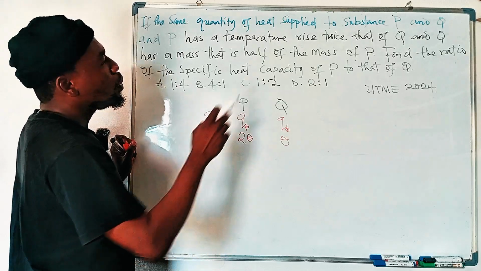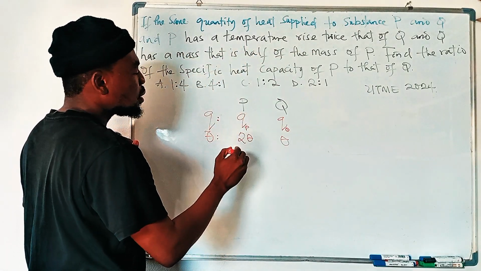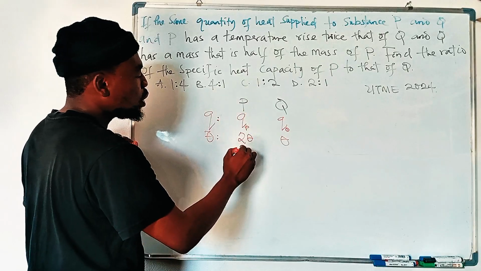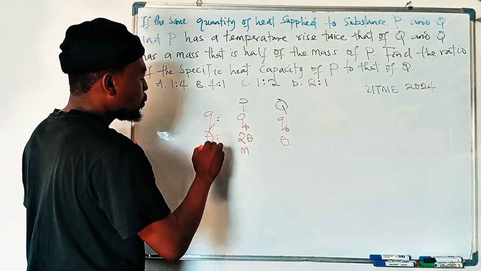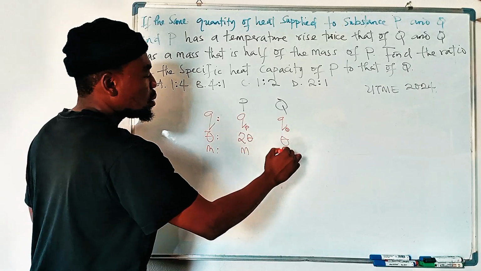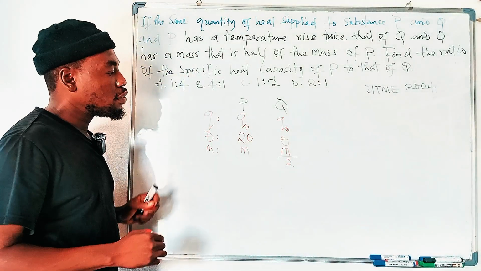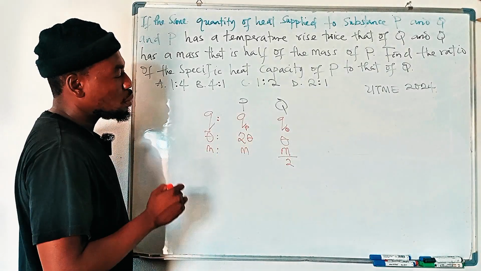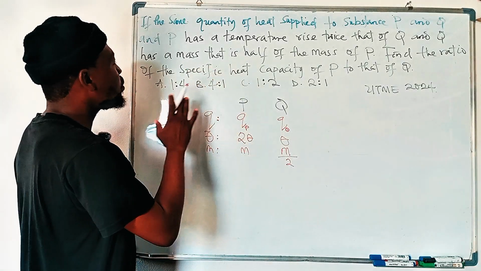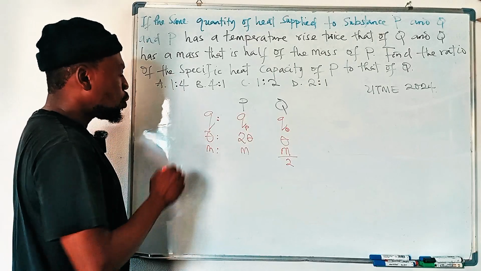Right? And Q has a mass that is half that of P. So if this is for mass now, if this is mass, this will be what? Half, mass over 2. That is half of the mass of P. So we are trying to interpret the question. They said, find the ratio of the specific heat capacity of P and Q.